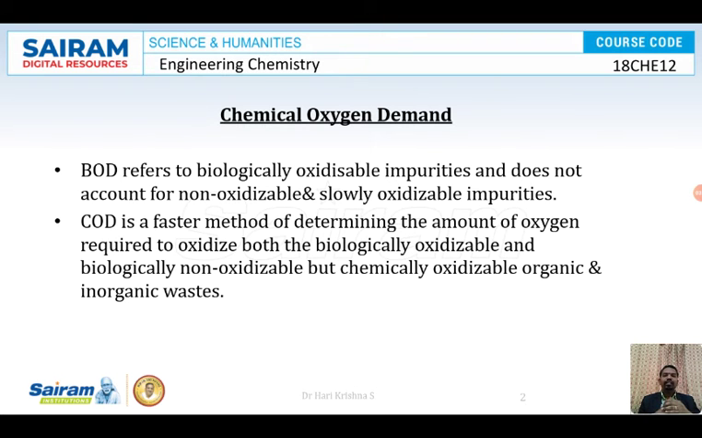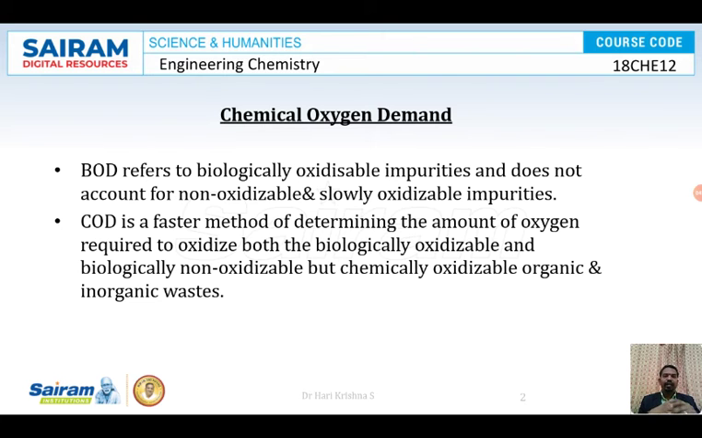Whereas COD, or chemical oxygen demand, gives you the amount of oxygen required to oxidize both organic waste as well as inorganic waste, that is both biologically oxidizable and chemically oxidizable organic and inorganic waste. By that we can oxidize both organic and inorganic waste. BOD takes 5 days, whereas COD is instantaneous. BOD is done by microorganisms, whereas COD is done using chemicals, an oxidizing agent. Since it is done using chemicals, it is very fast and spontaneous, whereas BOD is slow because it is done using microorganisms.